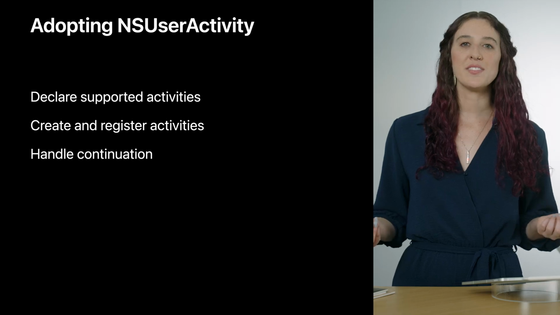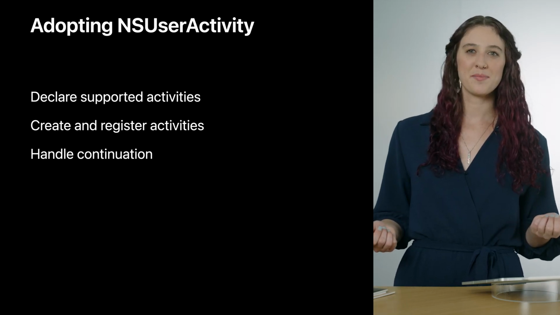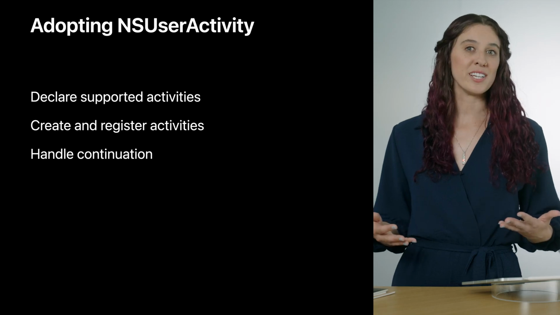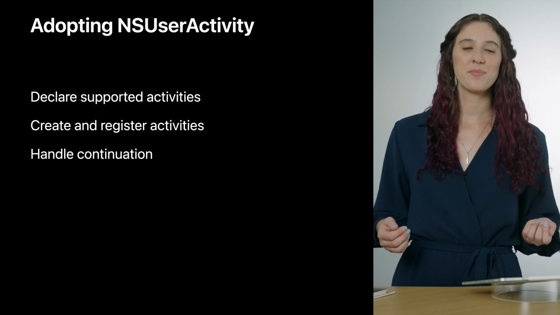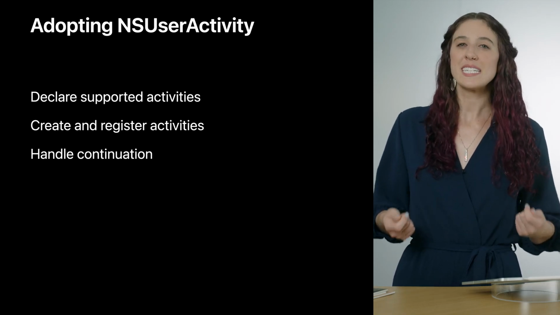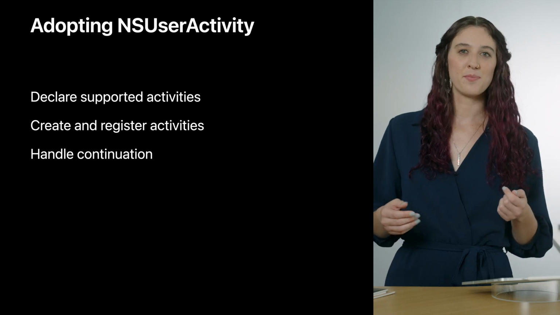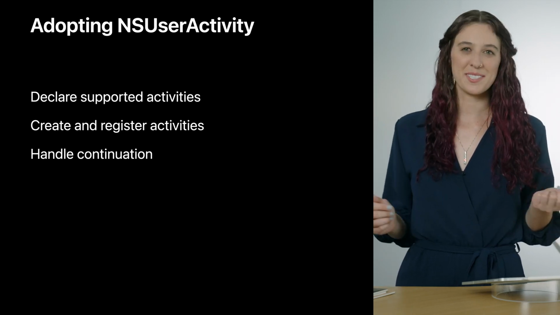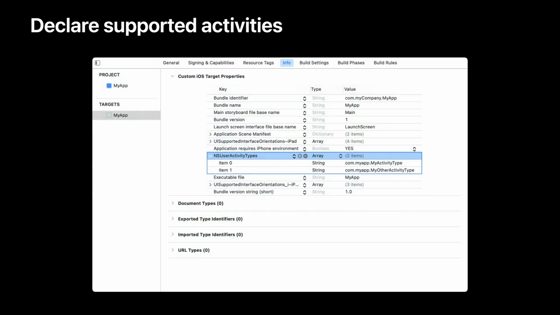Declare supported activities in your app's info.plist, create and register user activities describing what's on screen at different points in time, and handle incoming requests to continue an activity. This could be coming from a link in QuickNote or from another device. Declare the activity types that your app supports under the NSUserActivity types key in its info.plist file.